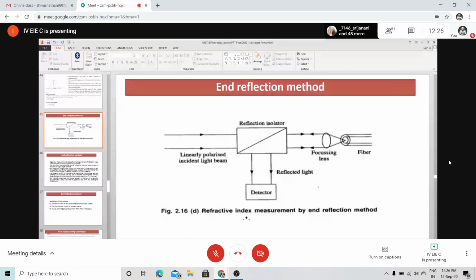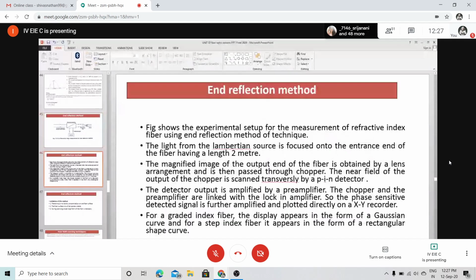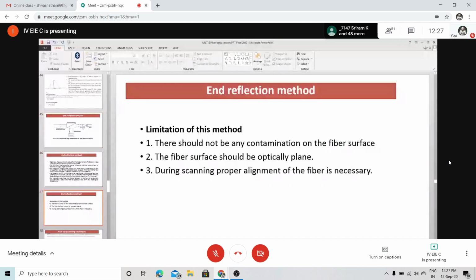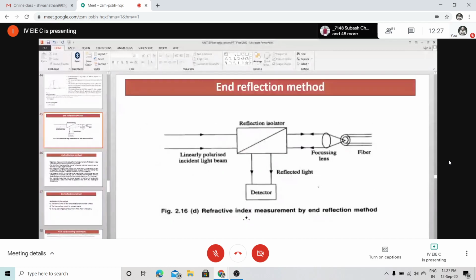And the last point, during scanning, proper alignment of the fiber is necessary. If there is any disorientation present, it will affect my measurement. So this is the idea behind the end reflection method.